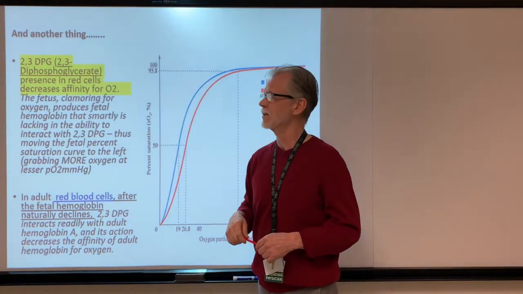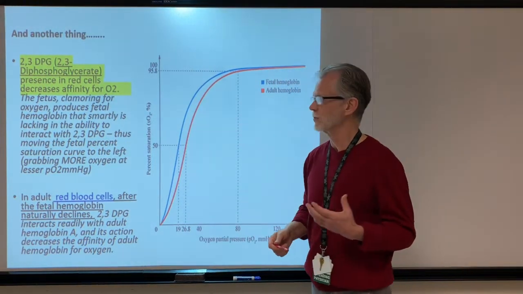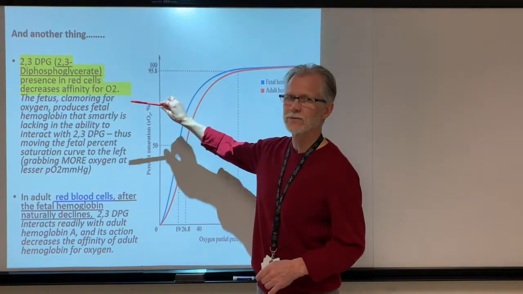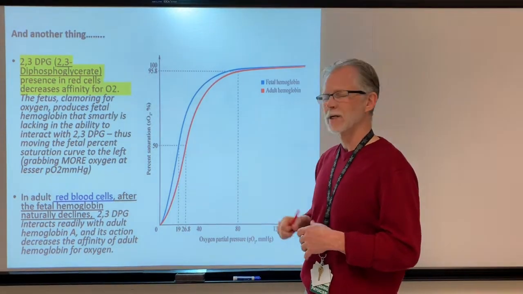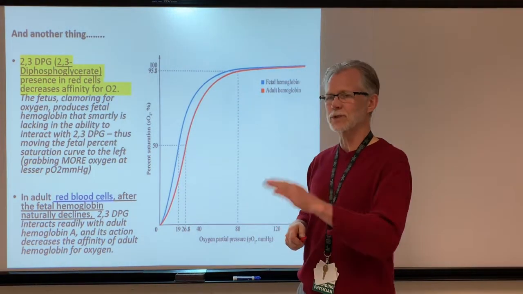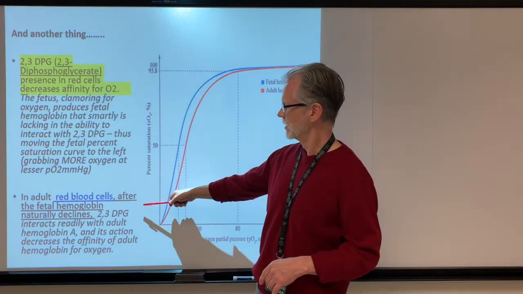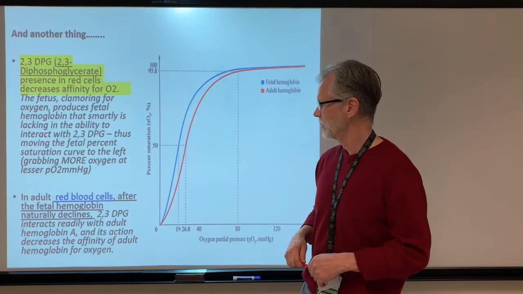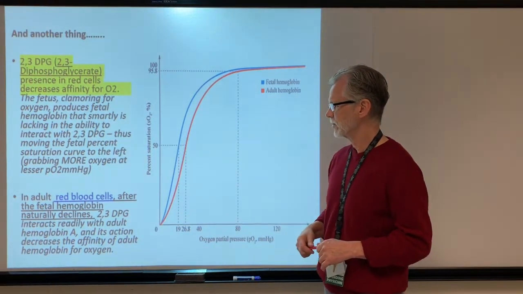So the fetus then isn't inhibited like the adult hemoglobin might be. And so that shifts that saturation curve also to the left. So it grabs more oxygen at less PO2. It grabs more oxygen because it has less of an interaction with the 2,3-DPG, which would inhibit that O2 uptake. And remember, in the adult, after fetal hemoglobin declines, 2,3-DPG interacts with that hemoglobin A, and its action decreases the affinity of adult hemoglobin for oxygen.